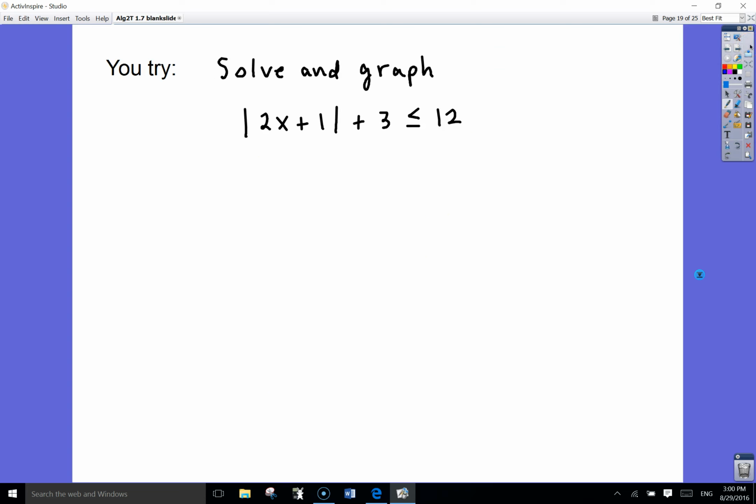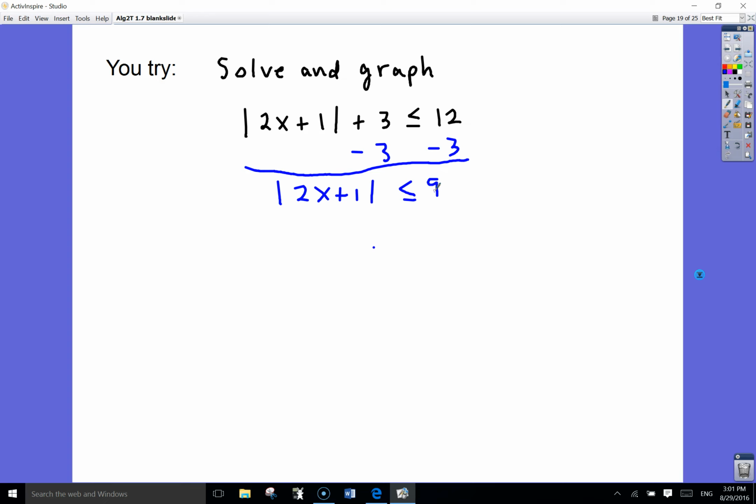Okay, so let's solve and graph this one. First, what do we need to do to this? Well, sorry, this is a you try. So before you go off, what are you going to do to this as a first step? Isolate the absolute value. Okay, so go ahead and do that. Hit pause, do the problem, hit play when you're ready to go. Subtract 3 on both sides. Now we've got |2x + 1| is less than or equal to 9.